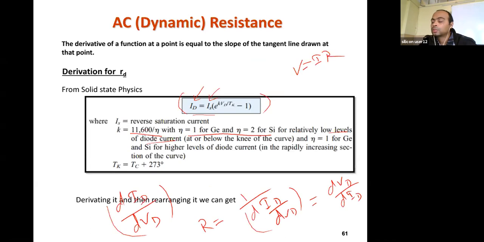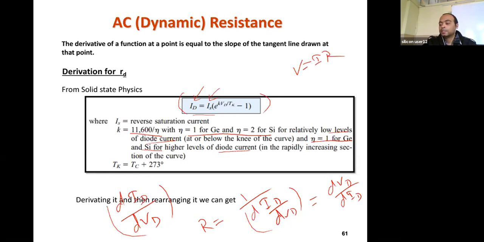That means at low values the eta value is 1 or 2 for germanium and silicon, but eta is 1 for both germanium and silicon at higher levels of diode current. When the diode is conducting and current is flowing, eta is 1 for both silicon and germanium. So k will be equal to 11,600 by 1, because we are talking about the conducting region.